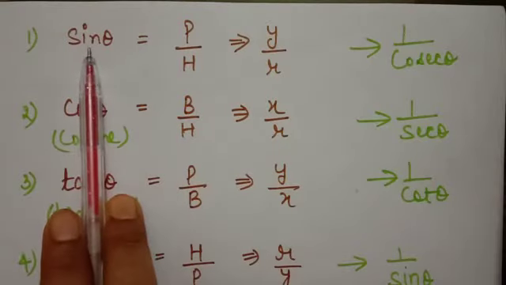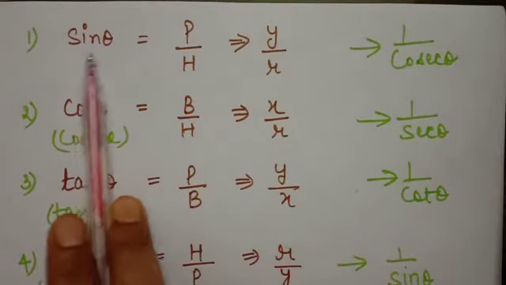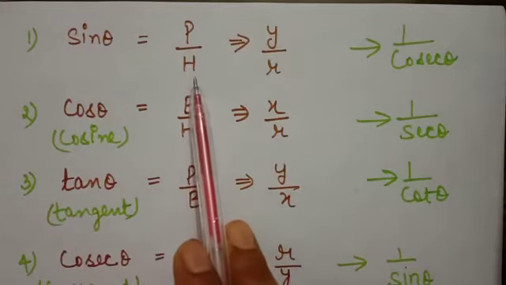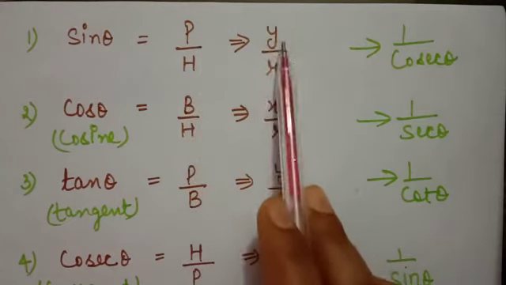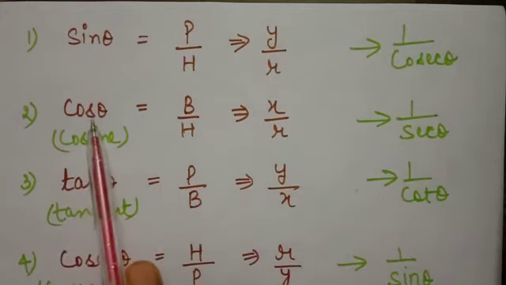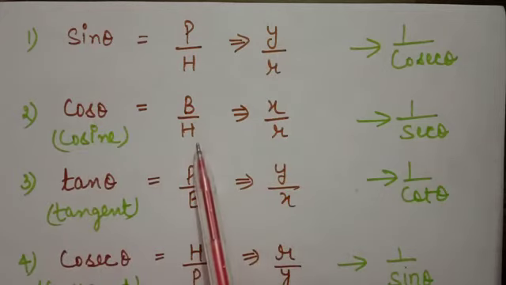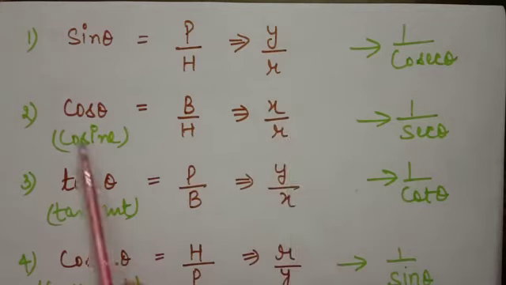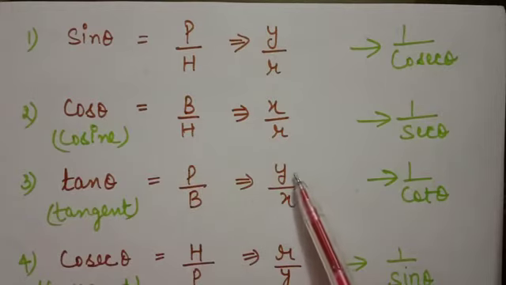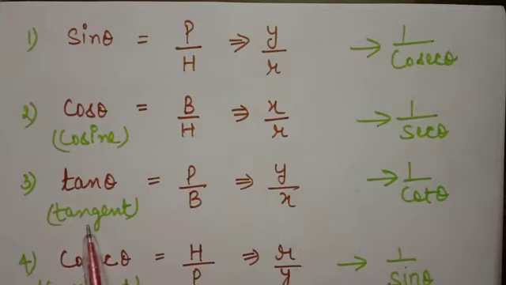First trigonometrical ratio is sine theta, which is equal to perpendicular upon hypotenuse. The value of perpendicular is Y and the hypotenuse is R. Next is cos theta, which is base upon hypotenuse, X upon R, and the proper name of cos theta is cosine. Third one is tan theta, which is perpendicular upon base, equal to Y upon X from our example, and the proper name of tan theta is tangent.